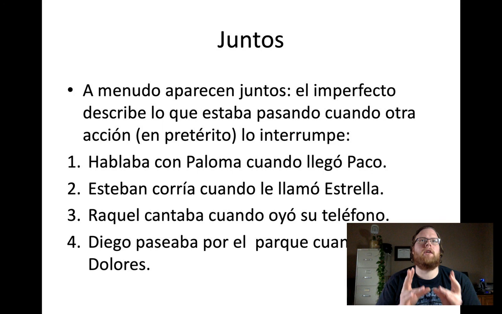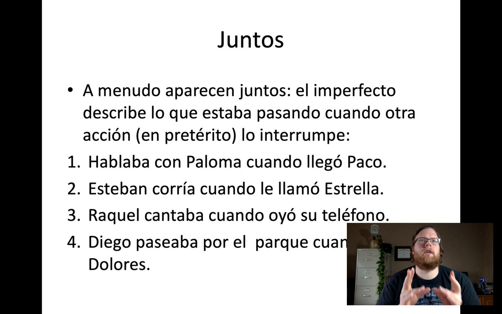Do we know how long I was talking to Paloma? No, and it's not important for the purposes of this story. And then at one particular instant, Paco arrived. Or, Esteban corría cuando le llamó Estrella. So Esteban was running, and then at a specific moment in time, Estrella called him.